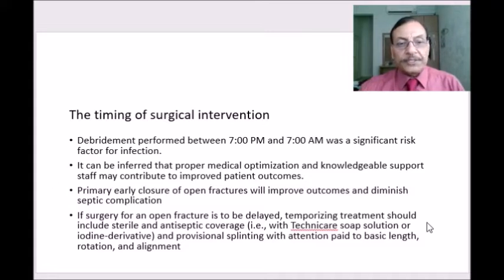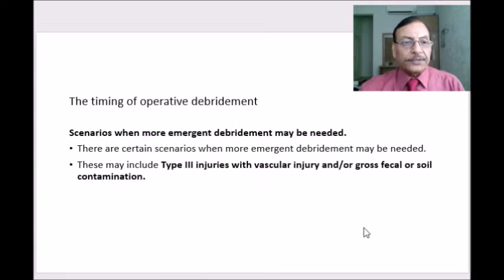If surgery is to be delayed for a few hours more, in the case of open fractures, the sterile and antiseptic coverage of the wound is a must. That should be done. And a provisional splinting with attention paid to the basic length, rotation, and alignment is usually done. There are scenarios when more emergent debridement may be needed. And these scenarios are type 3 injuries with vascular compromise, or when there is gross fecal or soil contamination.